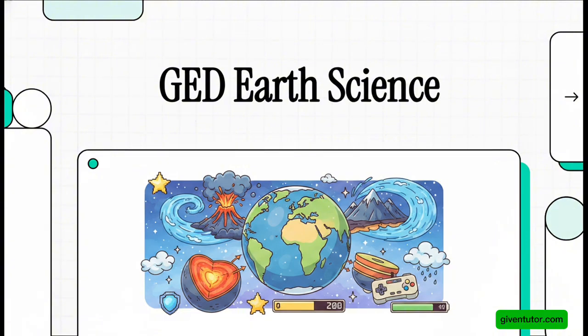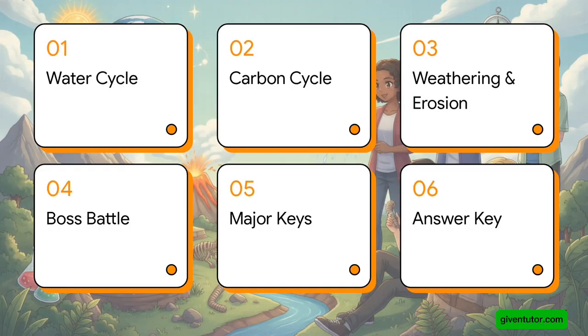So today, we're zeroing in on Earth cycles and geological processes. Grab a controller, or maybe a notebook, and let's jump right in. Okay, so here's our game plan for today. We're kicking off with Level 1, the water cycle. Then Level 2, the carbon cycle. Level 3 is weathering and erosion. After that, we've got the boss battle, which is an 8-question practice test. Finally, we'll wrap up with the major keys to remember and check the answer key.